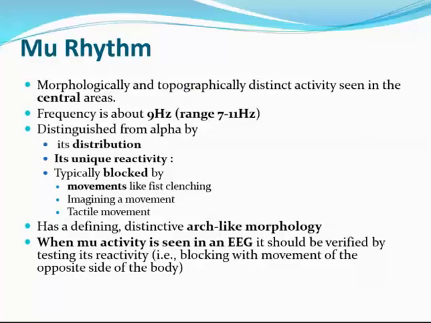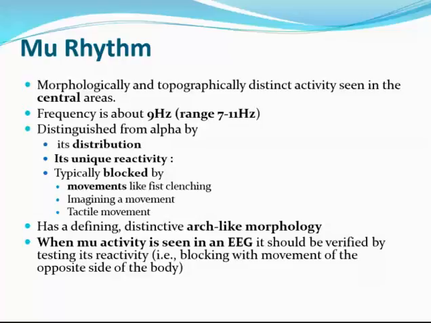There's also another rhythm called the mu rhythm. It's morphologically and topographically distinct activity that is seen in the central areas. Frequency is about 9 hertz, and if you want to give it a range, you find it between 7 to 11 hertz, and it is distinguished from alpha by its distribution, also by its unique reactivity.